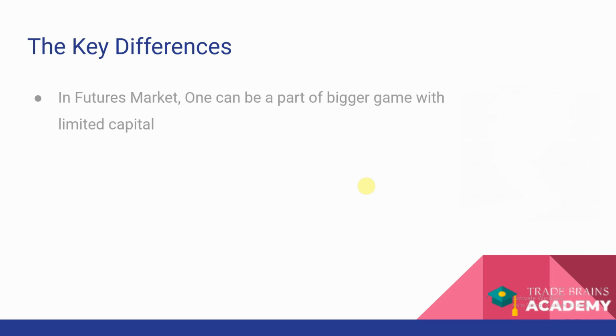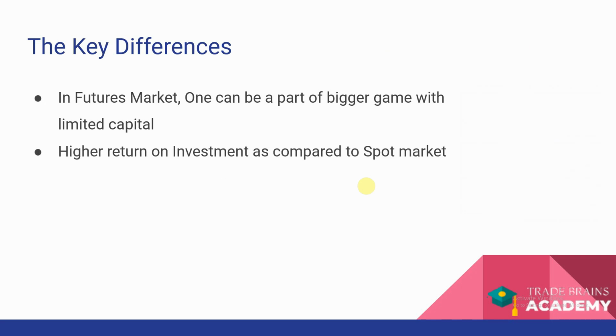Now, what are the key differences? In futures market, one can be a part of the bigger game with limited capital. As in the previous example, to buy the same number of shares, you have to shell out almost 5 lakh rupees. But in futures market, you have to shell out only 20% of the capital required to buy that many shares. High return on investment as compared to spot market, simple, because with 5 lakh rupees you generated 21,000 return, but in futures market with 1,20,000 rupees you generated a return of 21,000 rupees. And shorting is allowed.